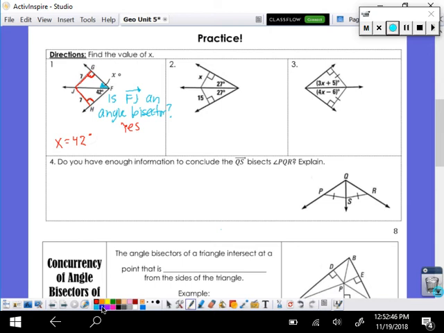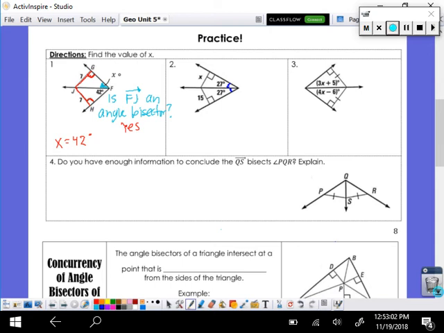Simple as that. I didn't even have to add or subtract or multiply or anything. I just looked at your diagram. Okay, number 2 looks like it's going to be the opposite of what we just did. So now I see that my ray is an angle bisector because 27 is congruent to 27.